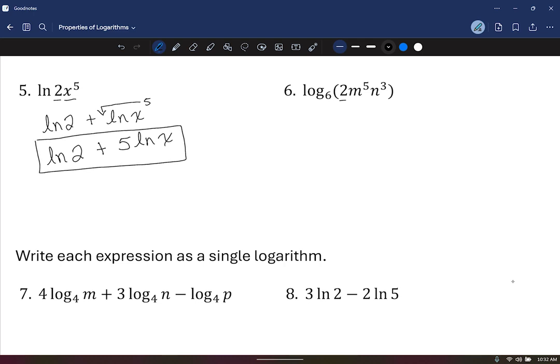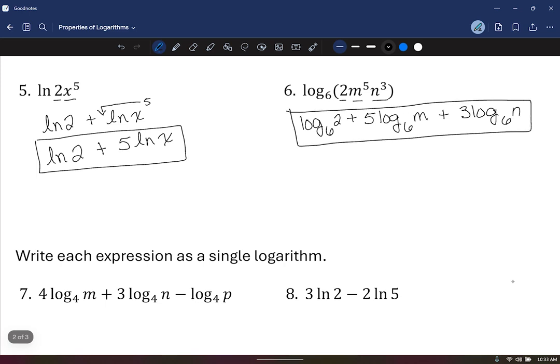Number 6, we have 3 things that we're multiplying, and you can kill 2 birds with 1 stone here. If you already realize that those powers are going to move to the front when you separate these, you can do log base 6 of 2 plus log base 6 of m to the 5th. You already know that 5 is going to move to the front of the log, so you can just say 5 log base 6 of m plus, and then again, you know that 3 is going to move to the front of the log, so 3 log base 6 of n. If you need to go ahead, though, and write it in the exponent and then move it, that's perfectly fine.